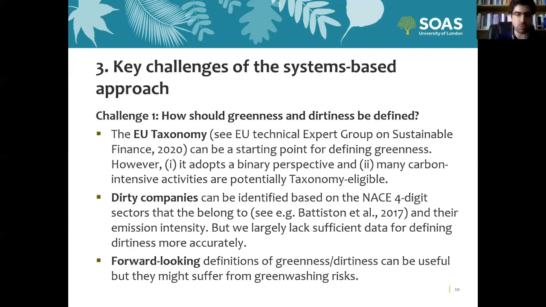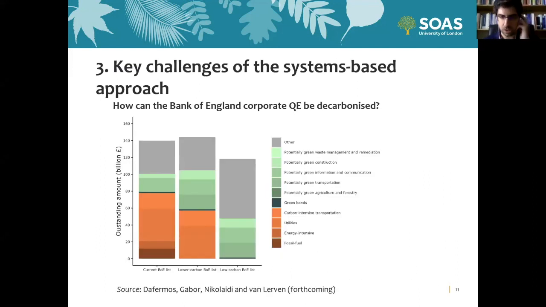Now, I would like to present you quickly some data about the recent corporate QE program of the Bank of England. This is work that we have recently done with my colleagues. What we have done is that we have analyzed the list of bonds that can be bought by the Bank of England based on the recent QE program.